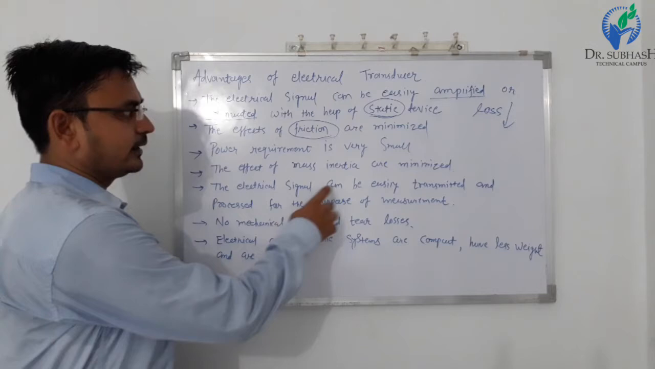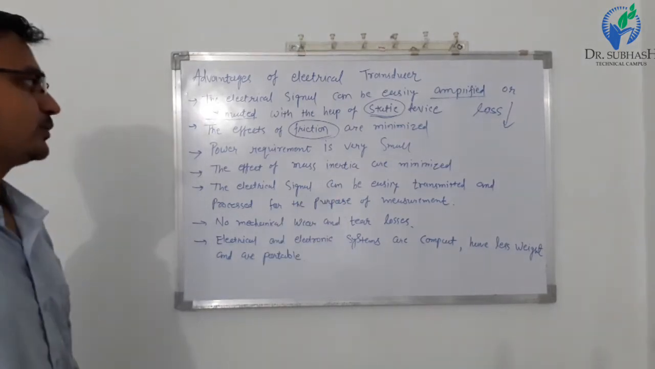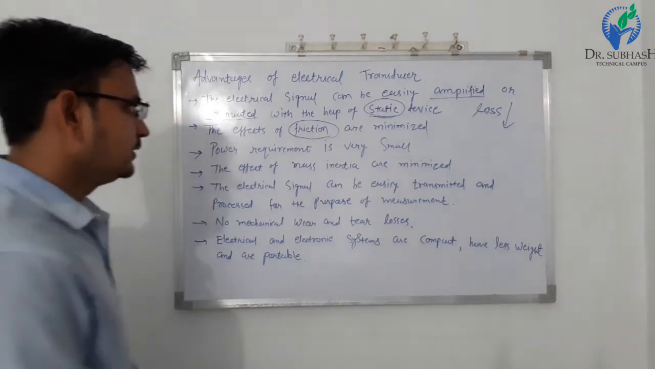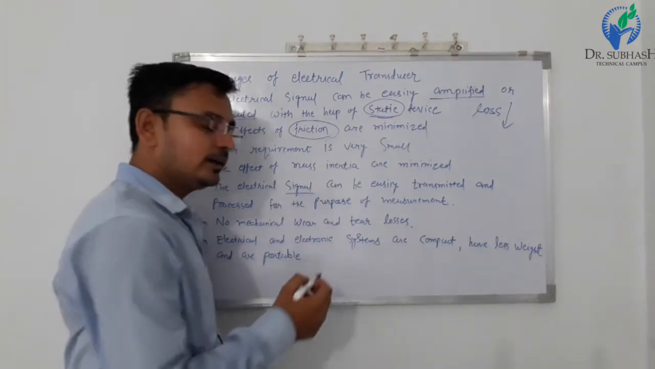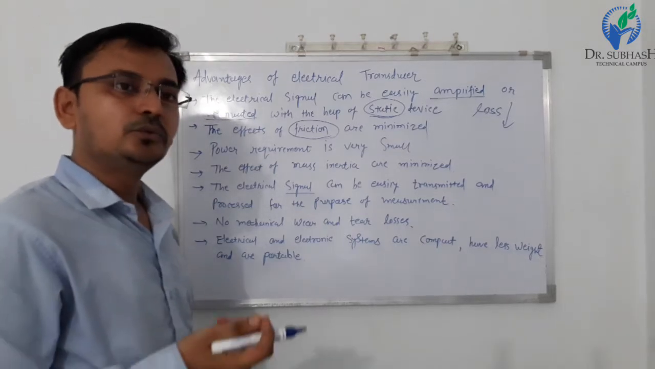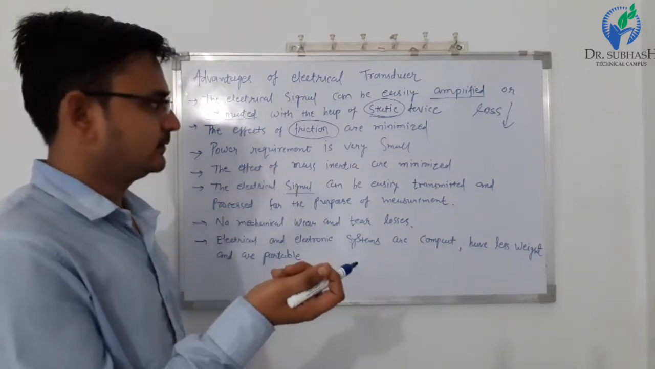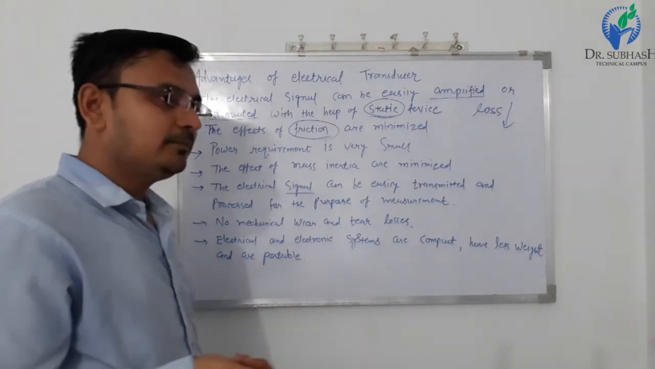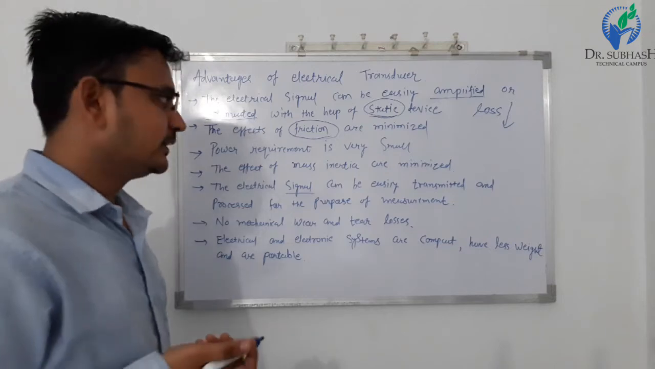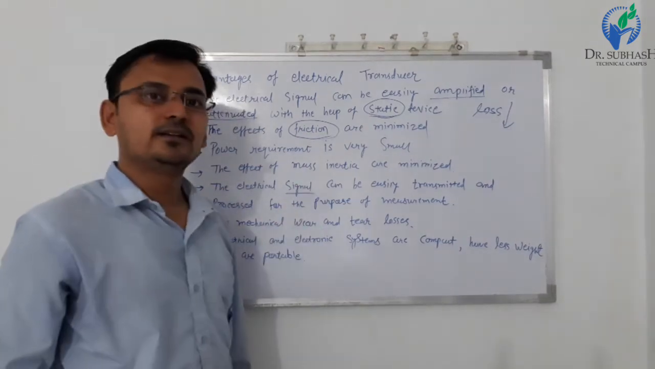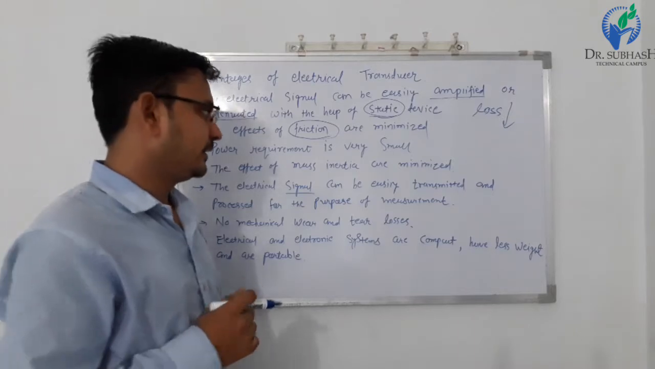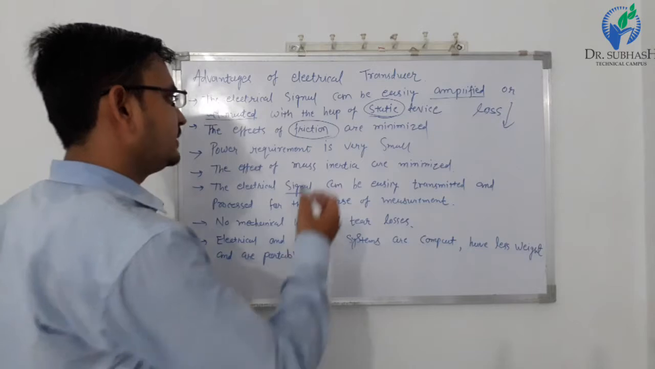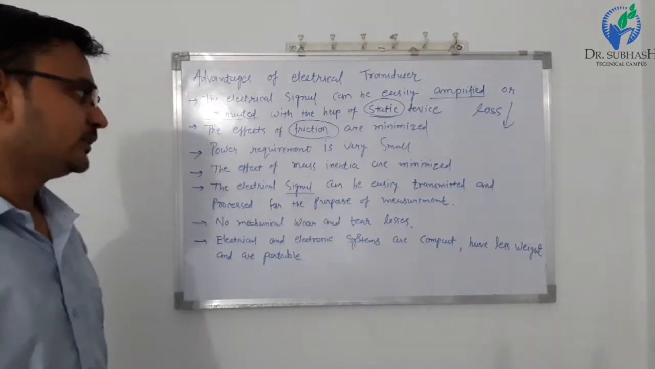The electrical signal can be easily transmitted and processed for the purpose of measurement. We can transmit an electrical signal through small conducting wires. Okay, so it is very easy. On the other hand, if a mechanical system is there, then transmission of a mechanical signal is very complicated and needs rigid construction. But in the electrical case, we can easily transmit and process the signal.